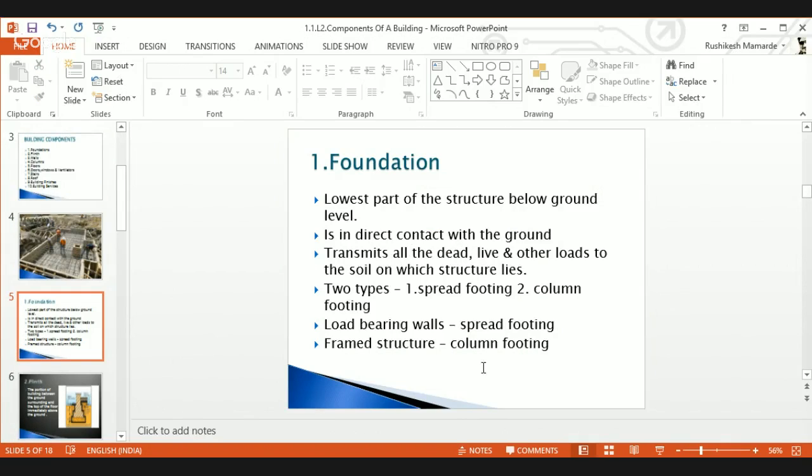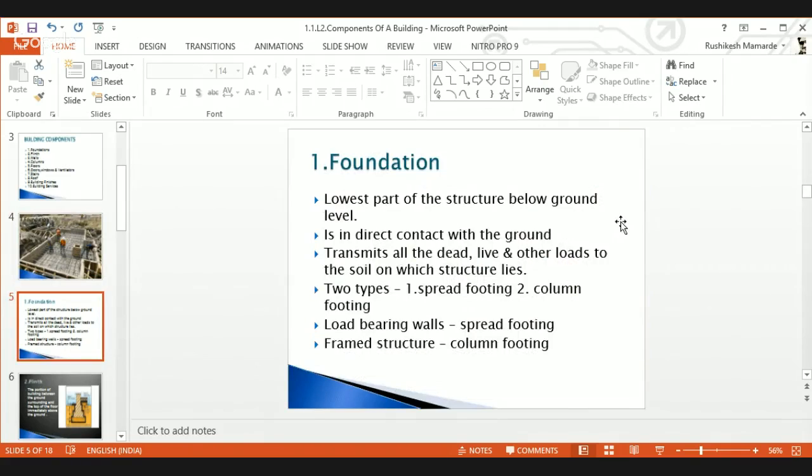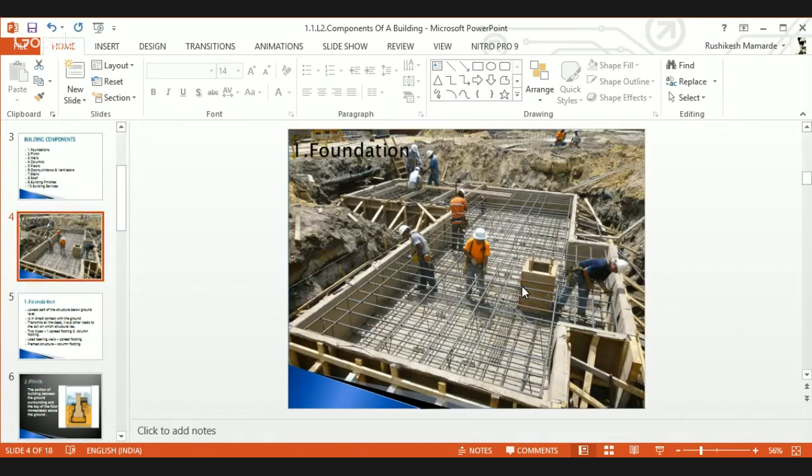What is the foundation? Basically, the foundation is the lowest part of the structure below the ground level. Here you can see this is the ground level, and this is the foundation, which is below the ground level. So the lowest part of the structure below ground level is nothing but the foundation. It is in direct contact with the ground. Here is the ground level, then this is the foundation, and below the foundation there is again ground.